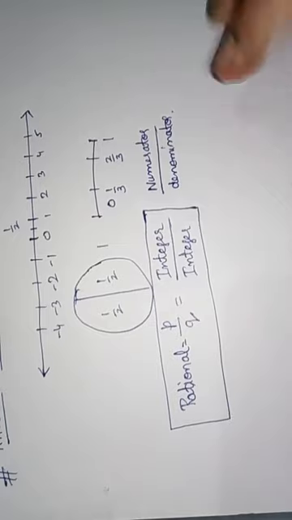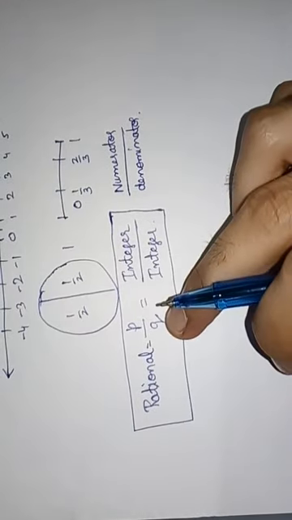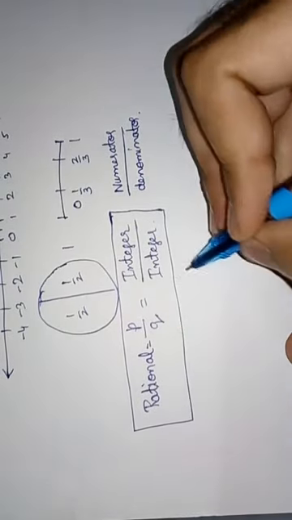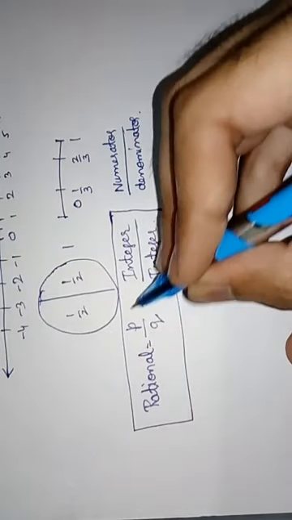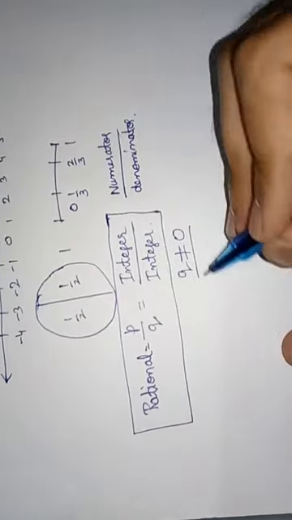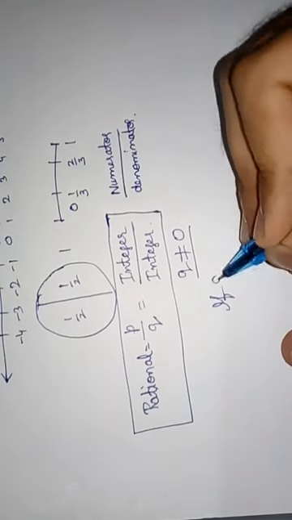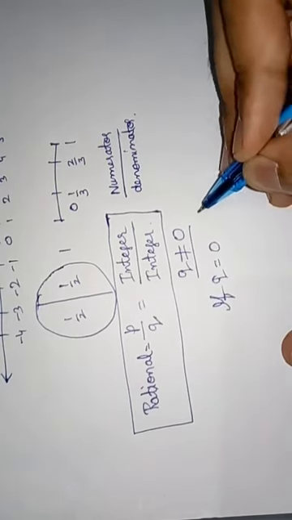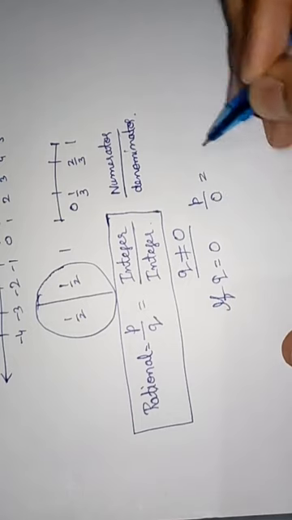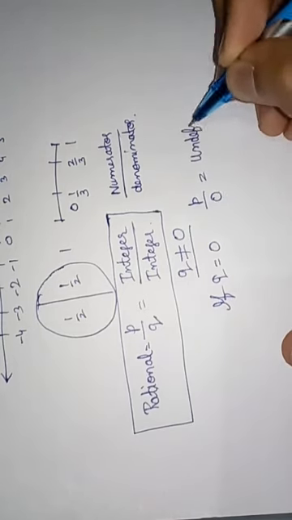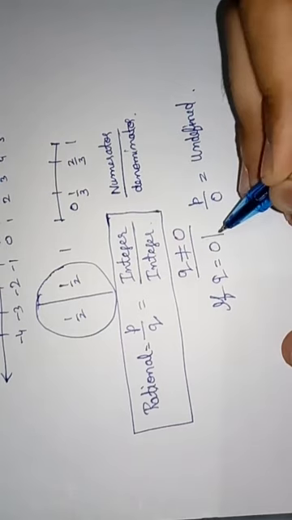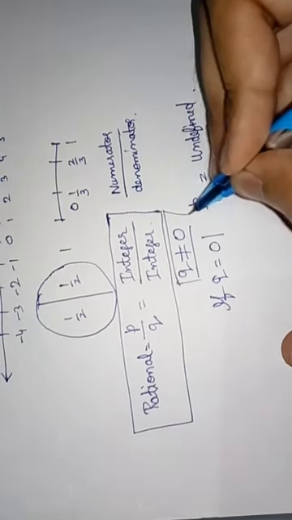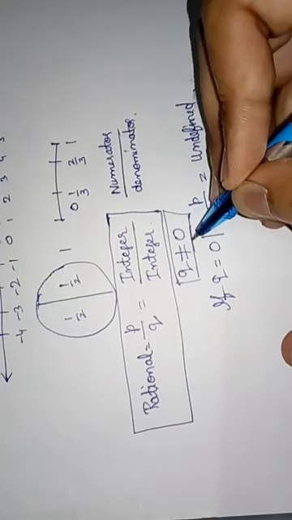Okay, but there is one condition, that this Q should never be 0. If Q is 0, then this value will be undefined. If Q is equal to 0, then P upon 0 will be undefined. So keep this in your mind that Q will not be 0 in the case of rational numbers.